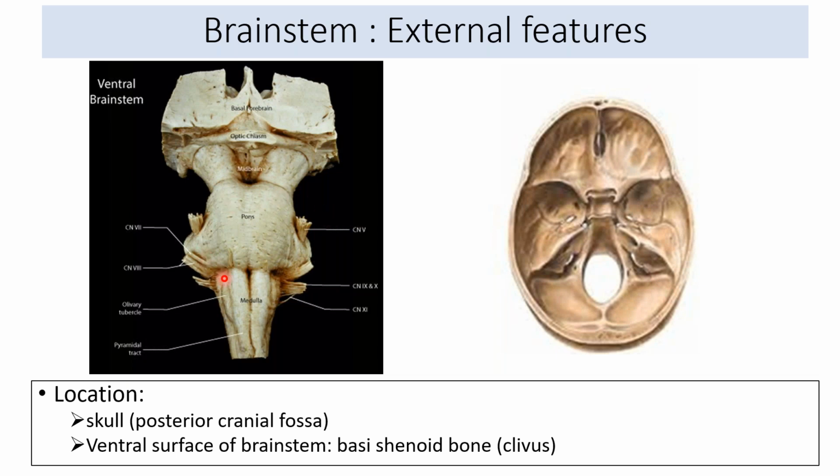The brainstem is located intracranially. In relation, it is related to the posterior cranial fossa, and the ventral surface of the brainstem will be lying over the region of the clivus.